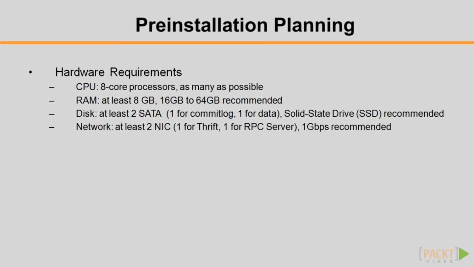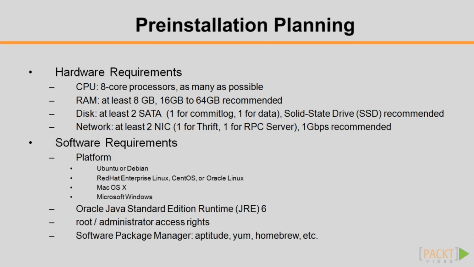Disk should have at least 2 serial ATA drives, one for commit log and the other for data. Solid-state drive SSD can surely boost up performance. Similarly, at least 2 1 GB network interface cards are recommended for Thrift and RPC respectively. Be sure to read the latest Cassandra documentation before making the final hardware purchases.